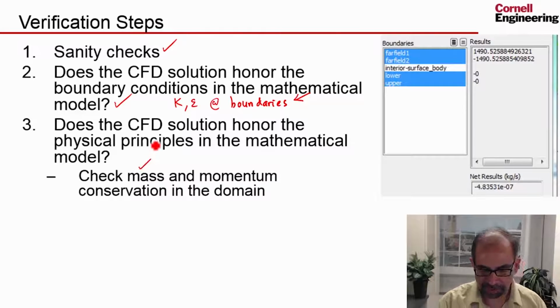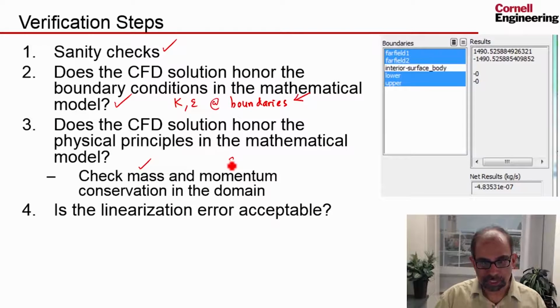So I've done that. The momentum conservation check is not as straightforward to do, so I'll put a question mark there. Ideally, one would do it, and one can write expressions in CFD Post and do it. So I'll put a question mark there. It's recommended, but it can be a lot of work.